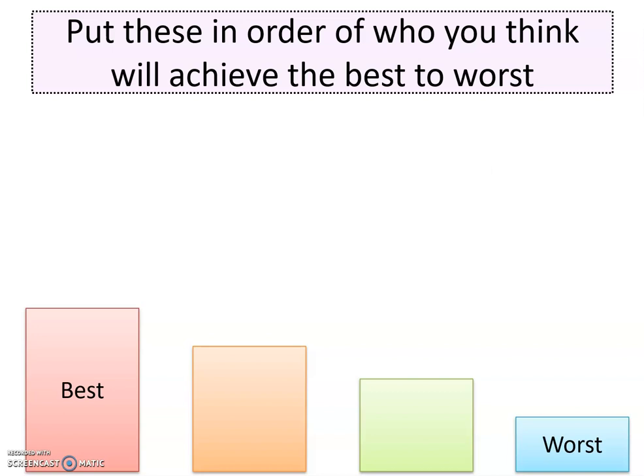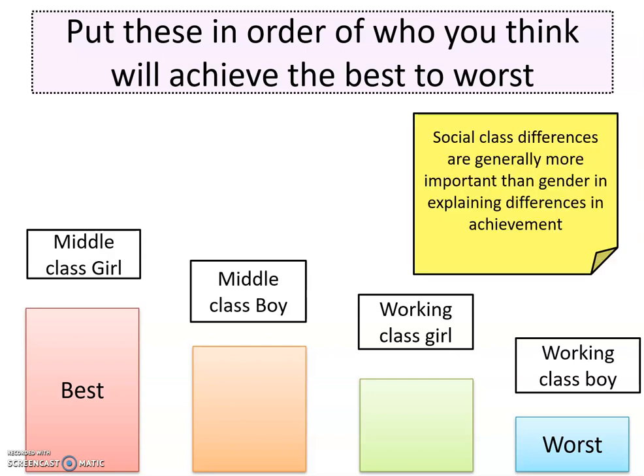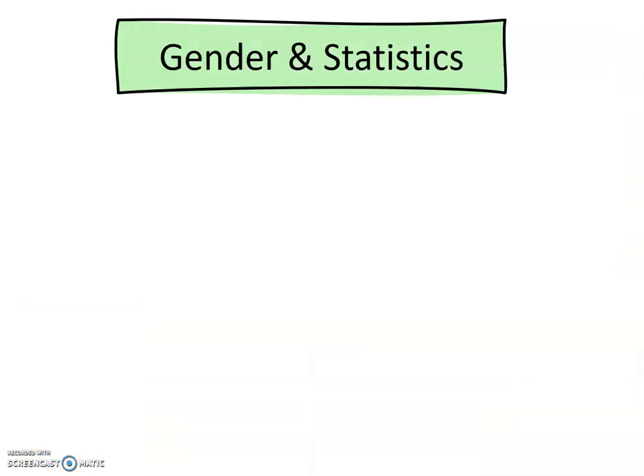So this is the order statistically in which they would achieve. Middle class girl would achieve the best, followed by a middle class boy, followed by a working class girl, followed by a working class boy. What this shows is that social class differences, what we did last lesson, are still generally more important than gender. Your social class, regardless of whether you're a boy or a girl, is going to outweigh your gender in terms of how well you're going to achieve. And obviously, the third category, which we've not included on this slide, would be ethnicity, and that will also have an impact, and we'll look at that next lesson.